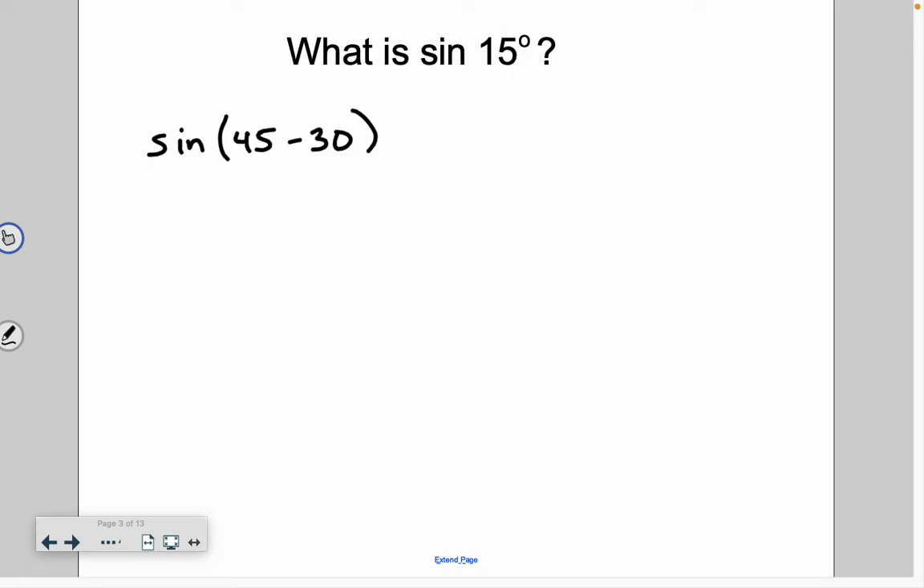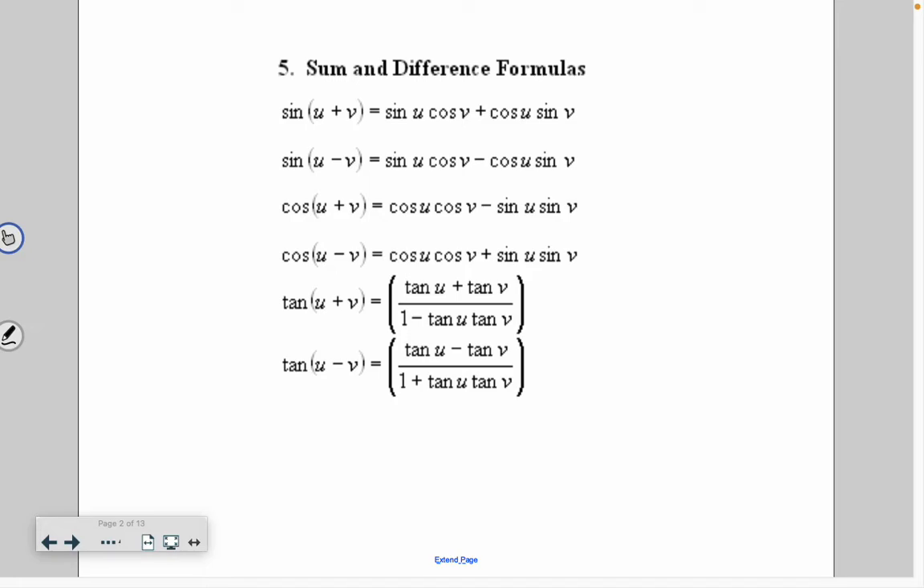And here is where the identities come into play. In this case, we're doing a difference identity for sine. We're looking at this identity right here. U and V in that identity, just as a quick heads up, U is just the first angle, V is just the second angle. That's all that is.